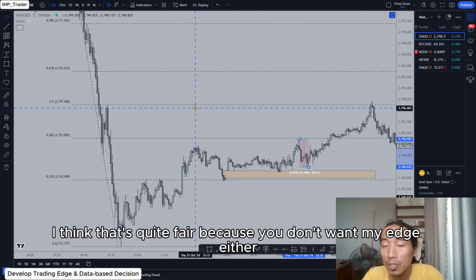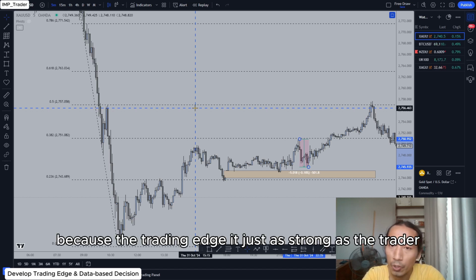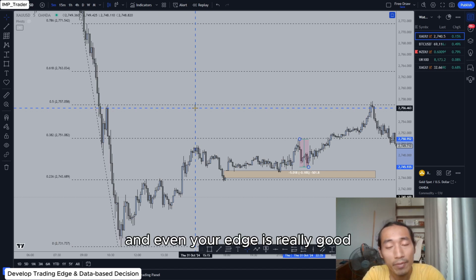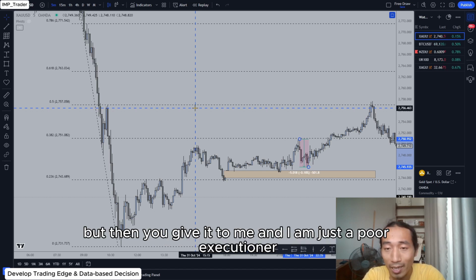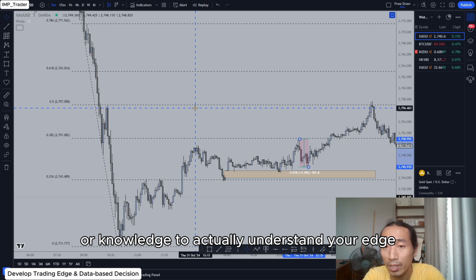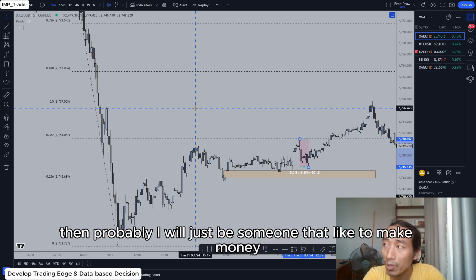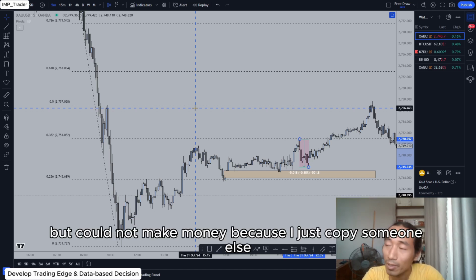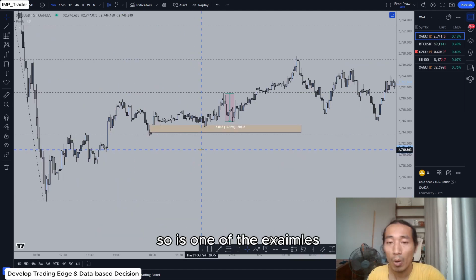I think that's quite fair, because you don't want my edge either. The trading edge is only as strong as the trader. Even if your edge is really good, and you give it to me, I am just a poor executioner, or I don't have the personality or knowledge to actually understand your edge, then probably I will just be someone that likes to make money but could not make money because I just copy someone else. So that is one of the examples.